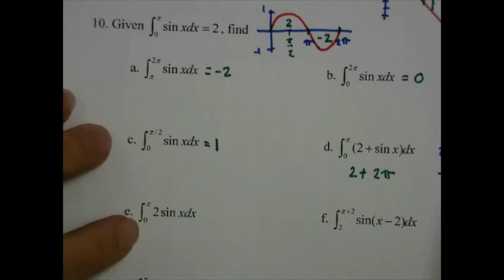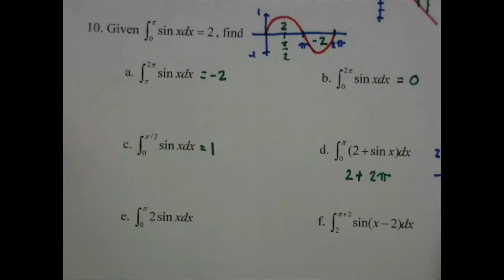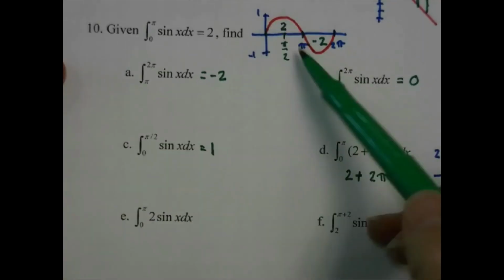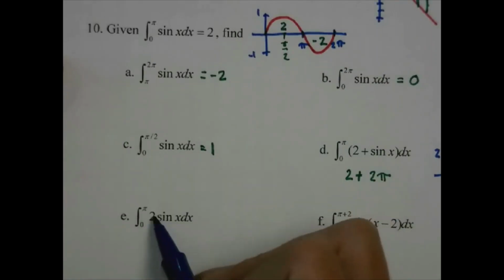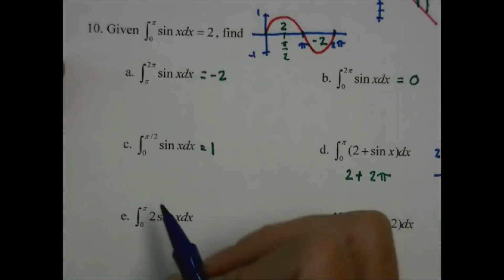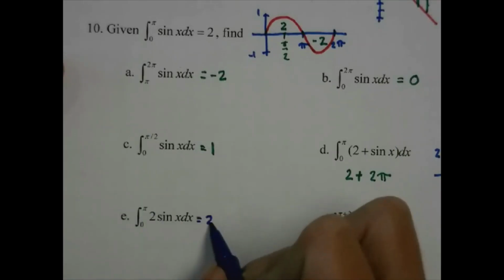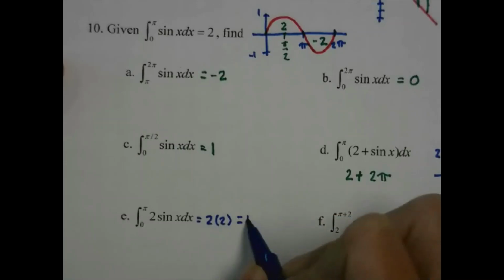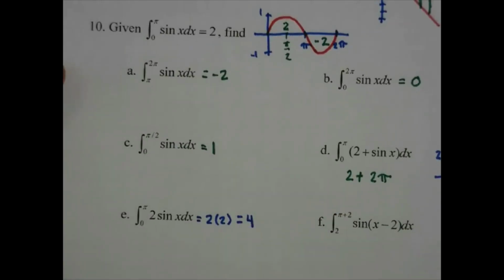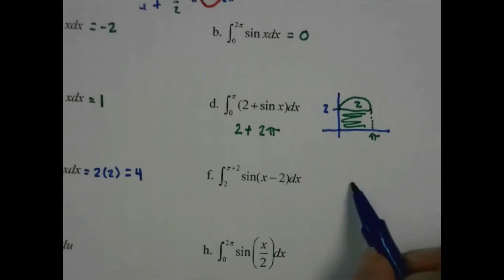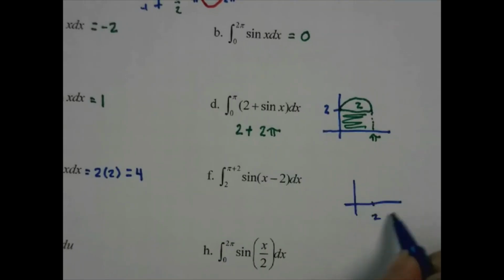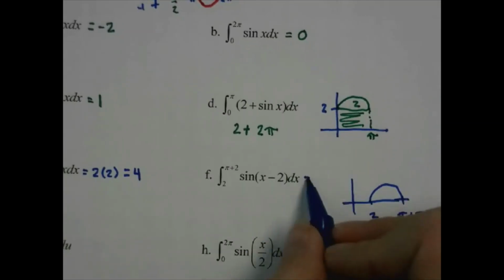Okay. The integral from 0 to 2 pi of 2 times sine of x. Graphically, it's going to change the amplitude. There is just a rule for integrals that if you're multiplying by a constant, you can pull that constant out. So this is going to be 2 times 2, which is 4. This one just shifts everything to the right 2. So we're going, here's 2, here's pi plus 2, and there's sine of x minus 2. So this is just 2.